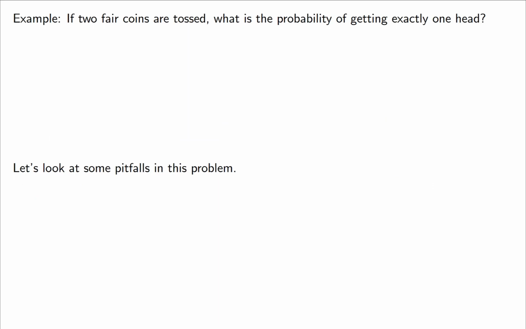Next example. Suppose we flip 2 fair coins and we want to know the probability of getting exactly 1 head. Let's write out our sample space first. If we flip 2 coins, remember when I told you for probability you must assume things are distinguishable. That is, there's a first coin and a second coin. If you like, think about it as a quarter and a nickel, or something like that.